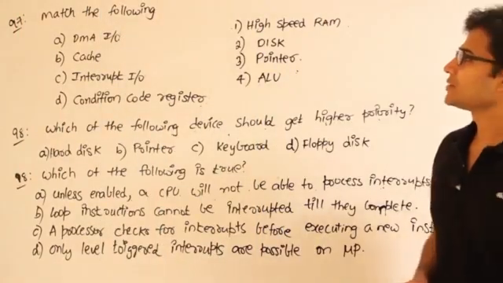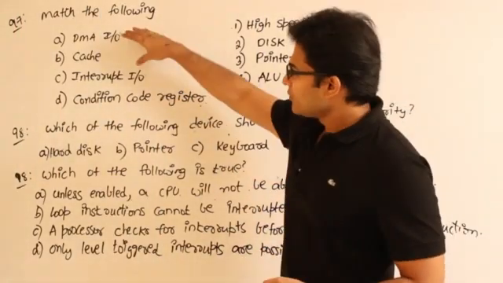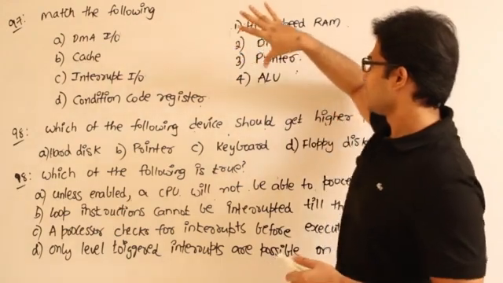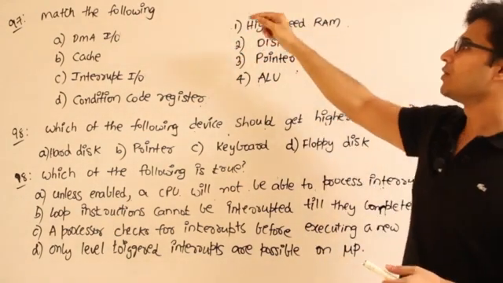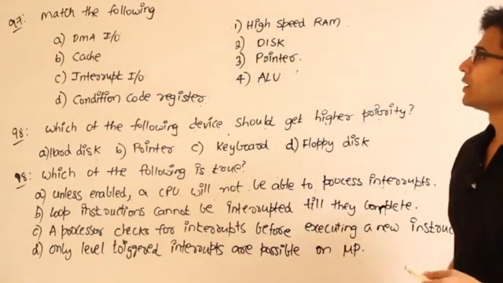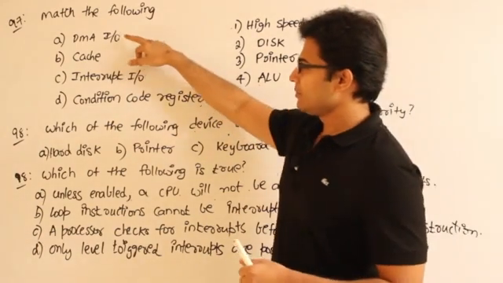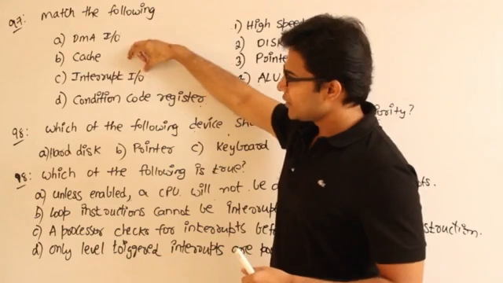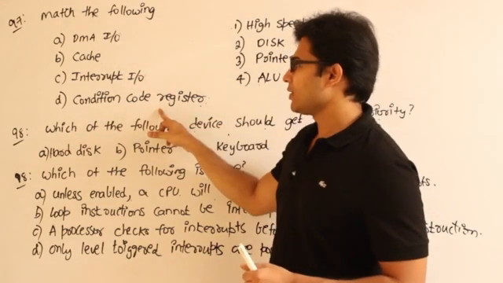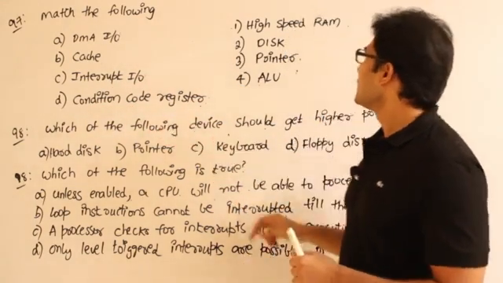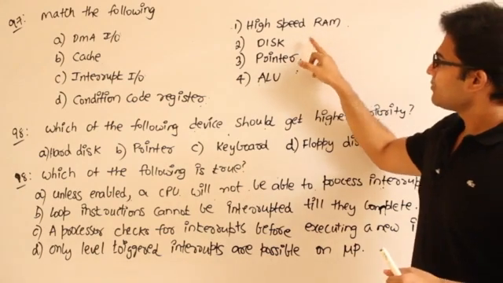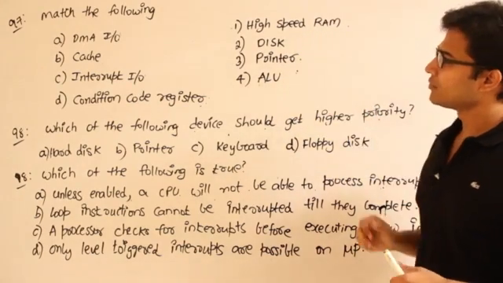This question, match the following. In one column we are given 4 options and in the other column we have 4 options. We have to pick one of them and match with one of these. So if you observe here, we have DMA IO, cache, interrupt IO, and then condition code register. On the right hand side we have high speed RAM, disk, printer and ALU.